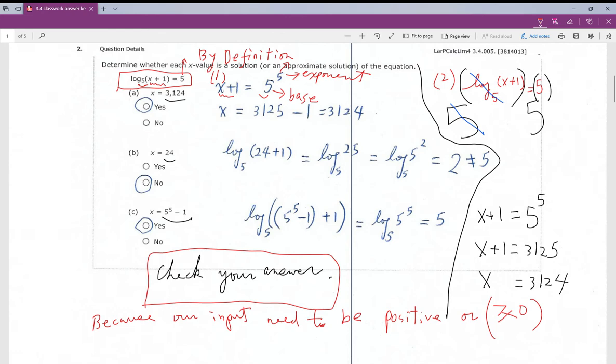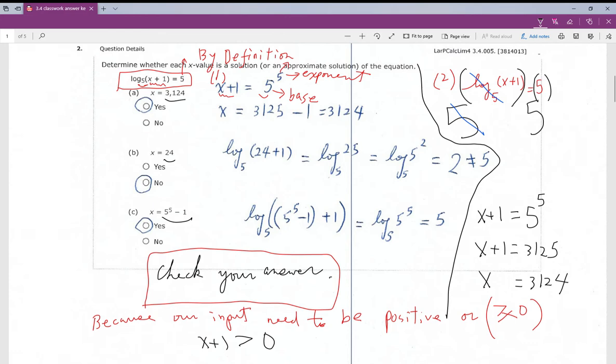Now, what's the input here? Our input here is x plus 1. In other words, x plus 1 needs to be positive. So for those answers from part A, part B, part C, if you add 1, yes, they're still positive. So they are fine. As long as you plug in and satisfy the equal sign, then that's okay.